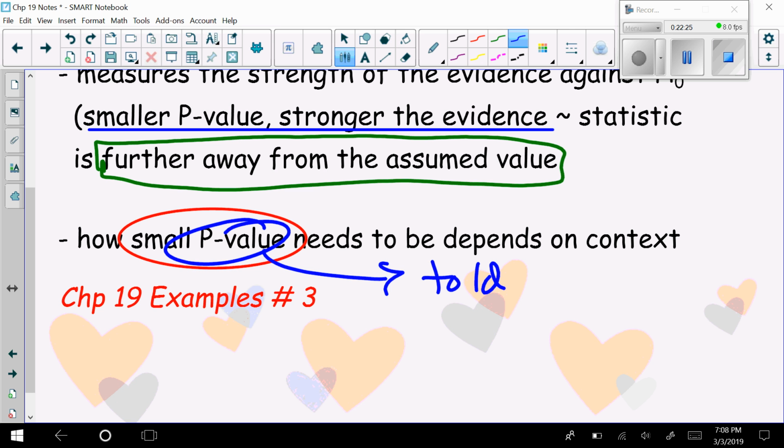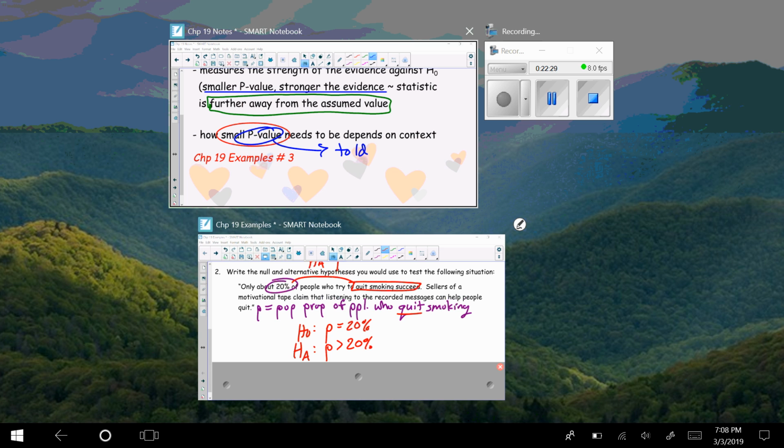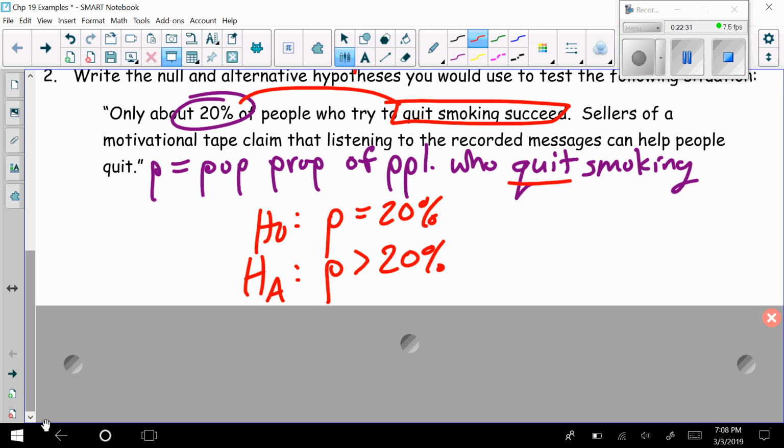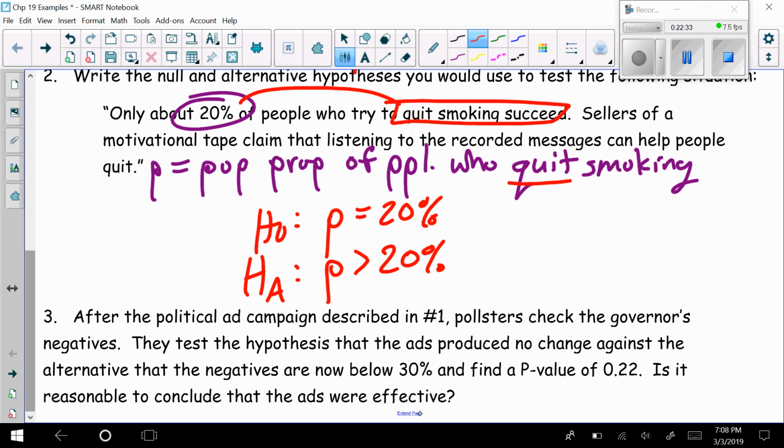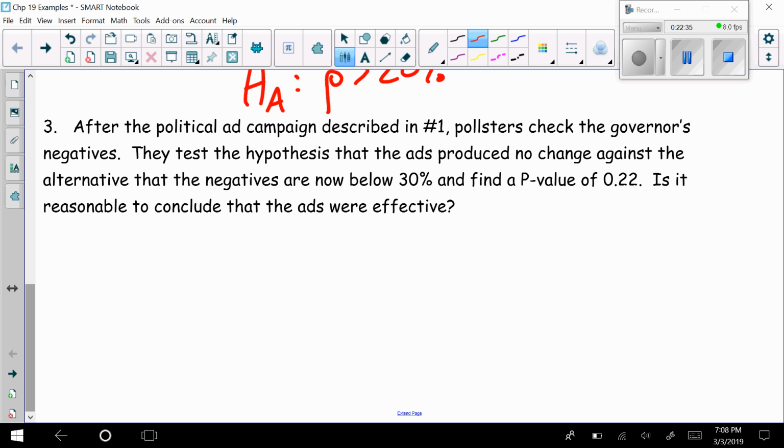And I think I'm ready to do example number 3. So we're back to our example sheet. Take a second, read number 3, and then it gives you a p-value, I think. Based on that, just try to conclude something. You don't have to write anything down, just think through the problem.